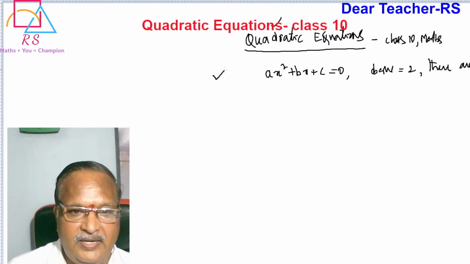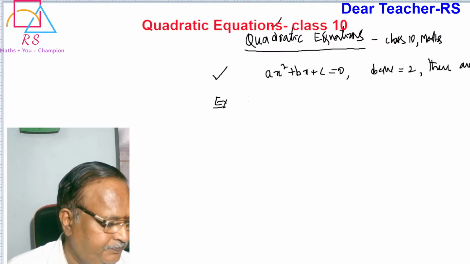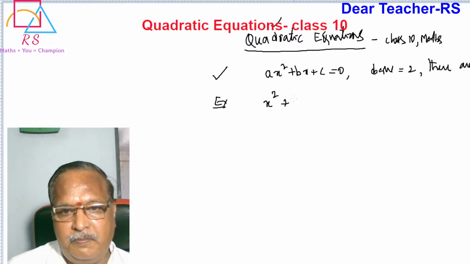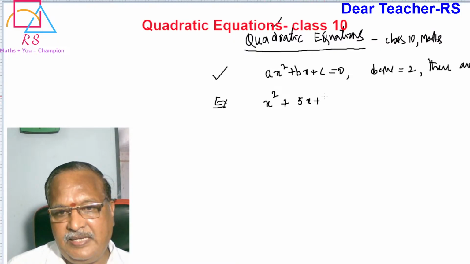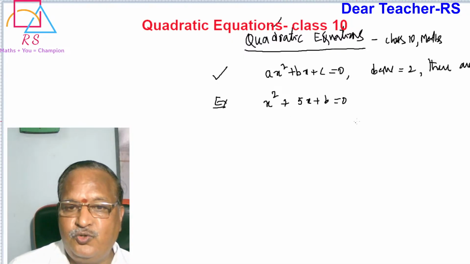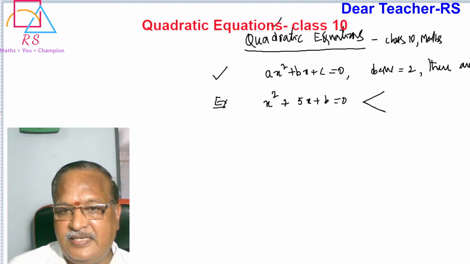Then how to find the solution? For that, let me take an example. X square plus 5x plus 6 is equal to 0. This is a quadratic equation. There are two methods.